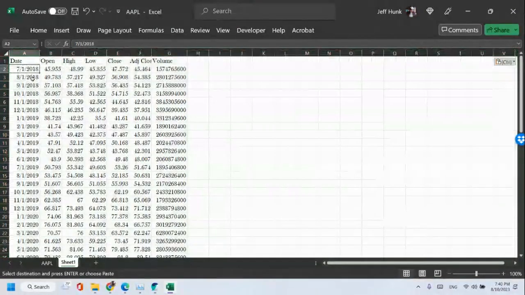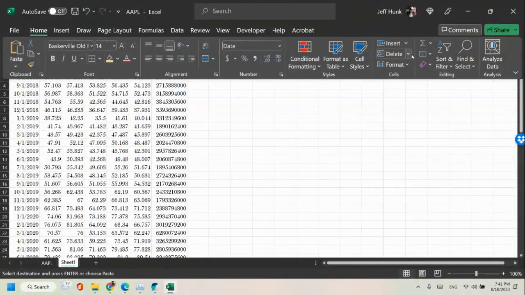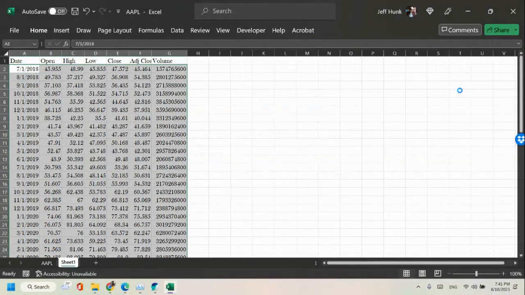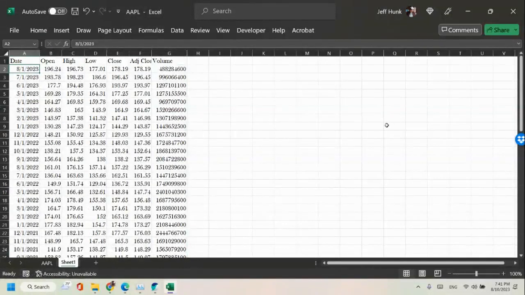Now the date is in ascending order, but it will be more convenient to put it into descending order, because for the things that we are going to do, we need it to be in descending order. In other words, the latest data on top, right? So just select the cell and go to Home and Sort newest to oldest, right? And everything is sorted together.